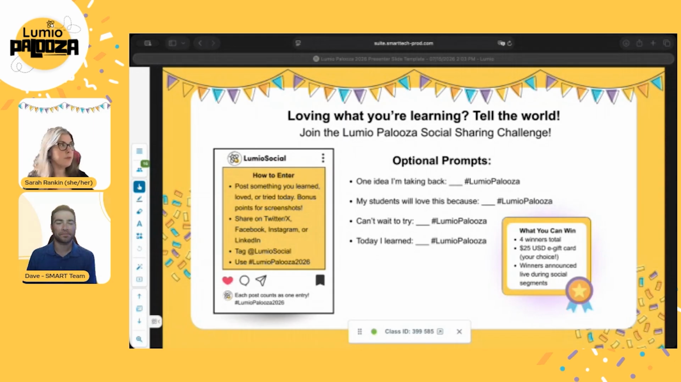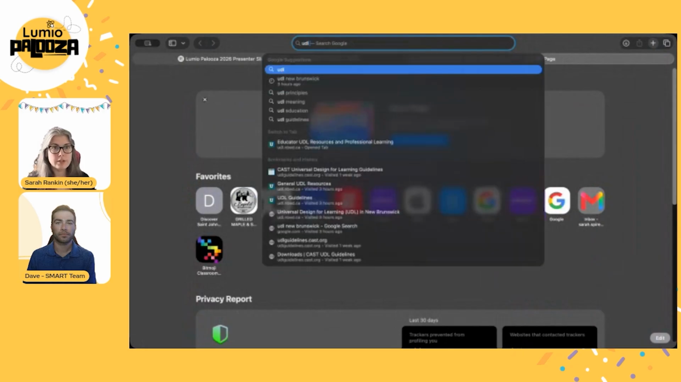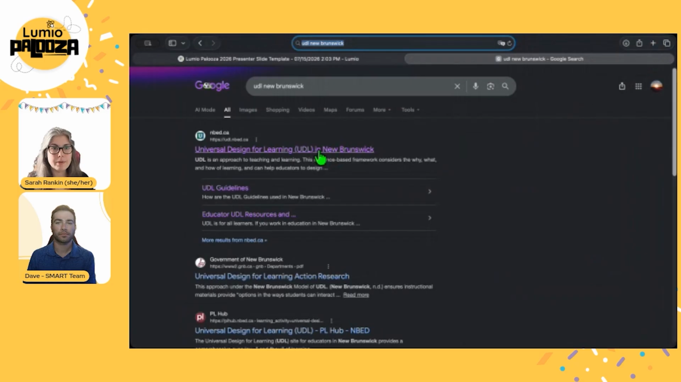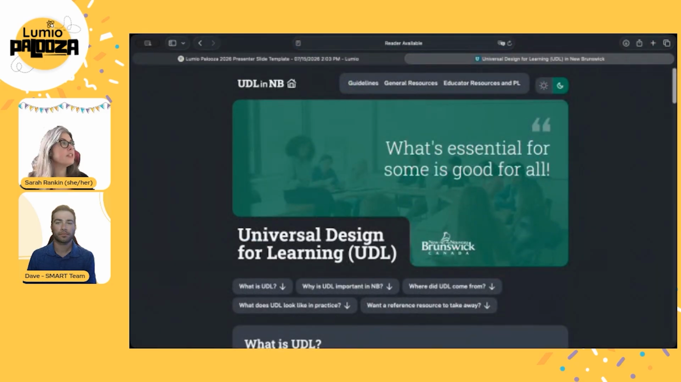I can share with you the website that we use here in New Brunswick to give our teachers all the information they need about UDL. Maybe it's over here. UDL, New Brunswick, there. There it is. I don't know if that's visible or not, but this is our website that we use for UDL. I did not build this. My beautiful, lovely colleague, Heather, built this. She is a rock star.